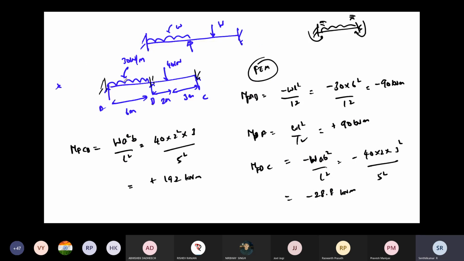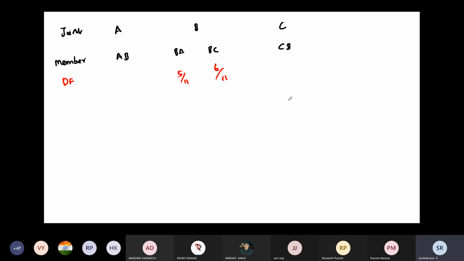Whatever moments are coming here, that is AB only. Whatever moments are coming here, that is CB only. So no need to worry about transferring the moment. Sorry, distributing the moment.